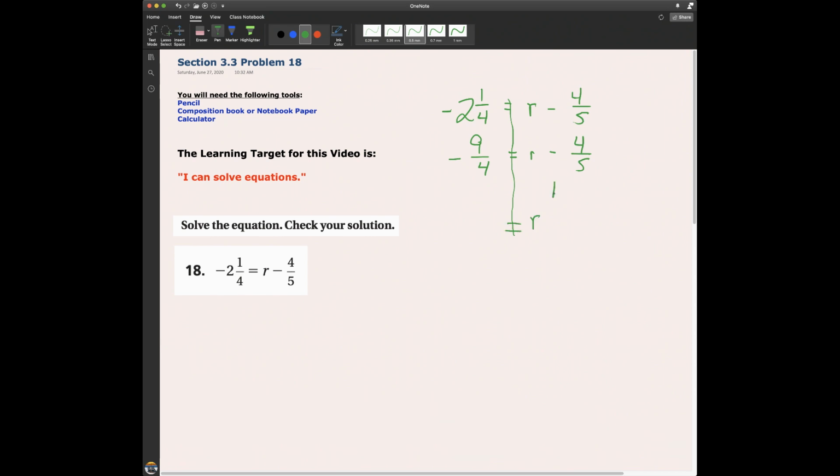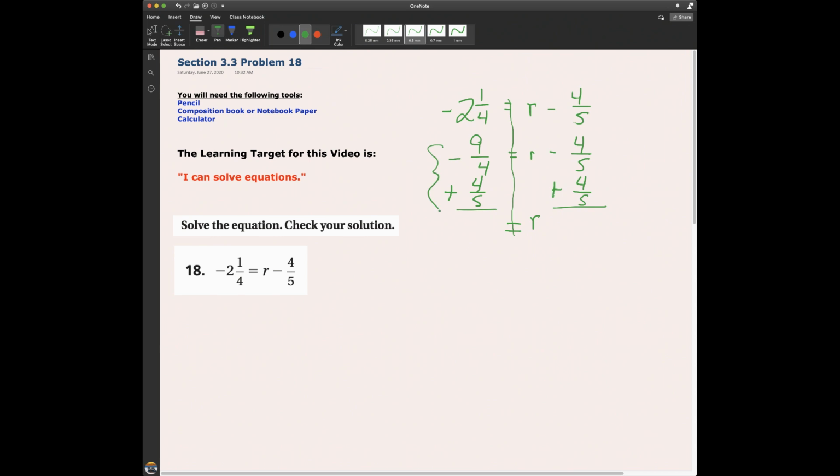Well, I have to add 4/5 here. And then 4/5 minus 4/5 is 0, so that goes away and leaves r by itself. The addition property of equality says if I add one thing to one side of an equation, I need to add the exact same thing to the other side, or it's not equal anymore.